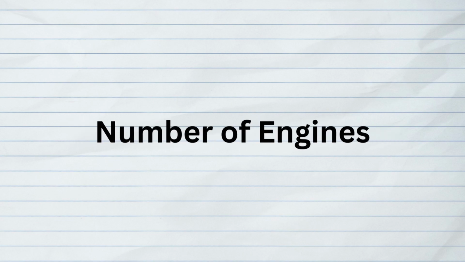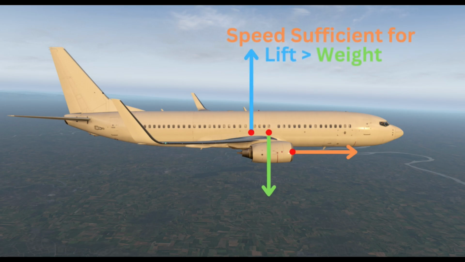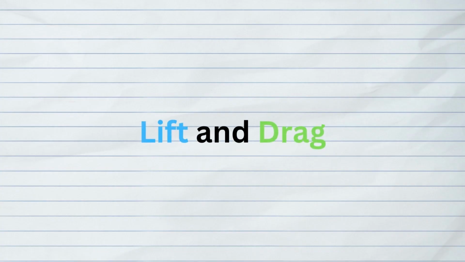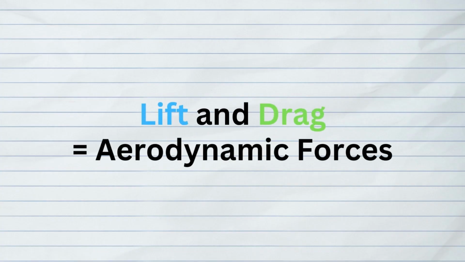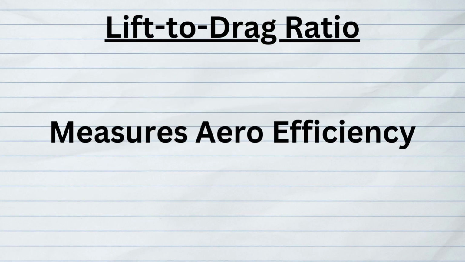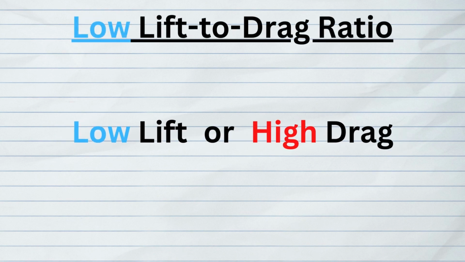Factors affecting thrust include the type of engine, the number of engines, and the thrust setting. The purpose of thrust is to get the wings to a speed sufficient to overcome weight through the creation of lift, although thrust does not directly influence climb performance. Due to lift and drag both being aerodynamic forces, engineers use the lift-to-drag ratio to measure aerodynamic efficiency. An aircraft with a high ratio produces a great amount of lift or a low amount of drag, while the opposite can be observed in a plane with a low ratio.